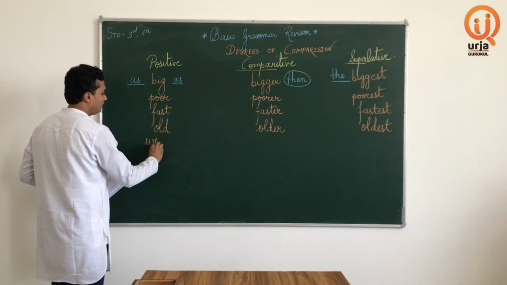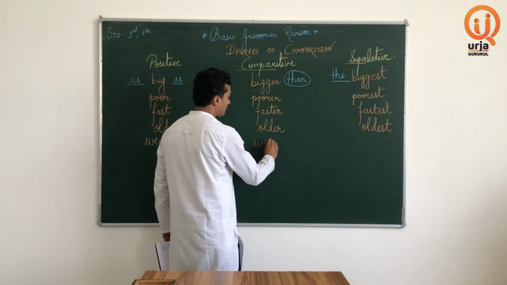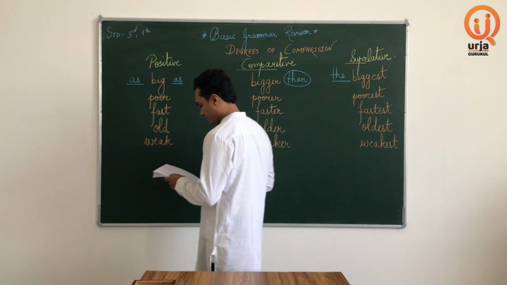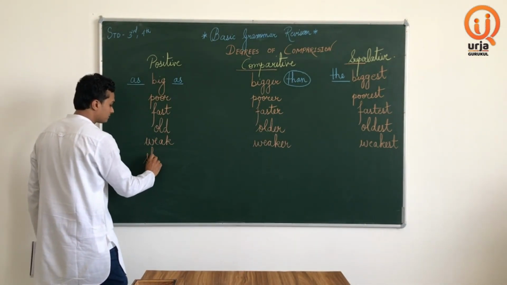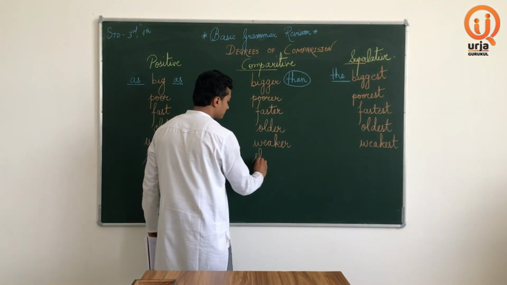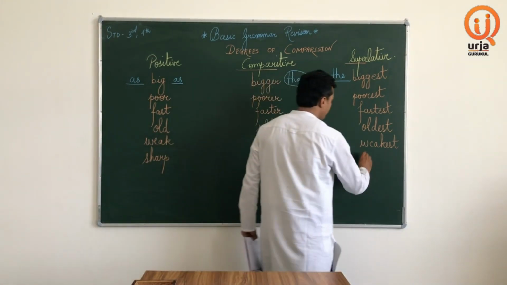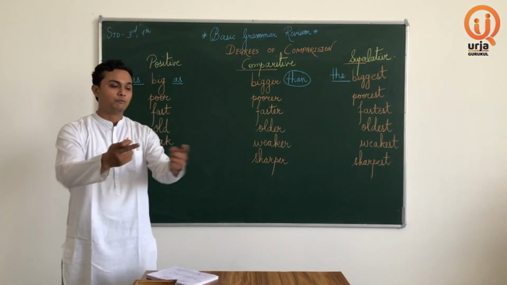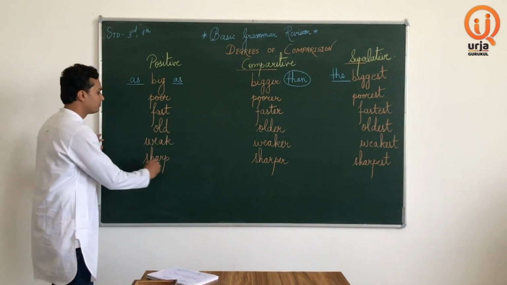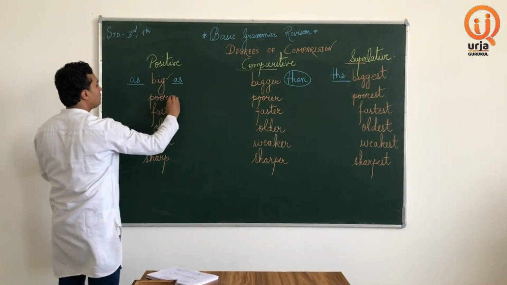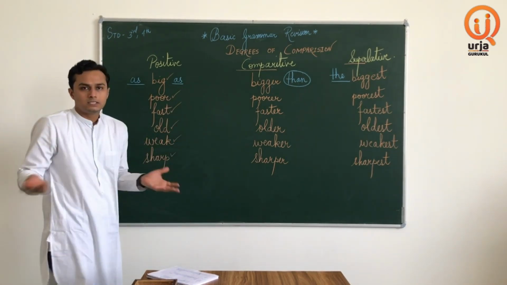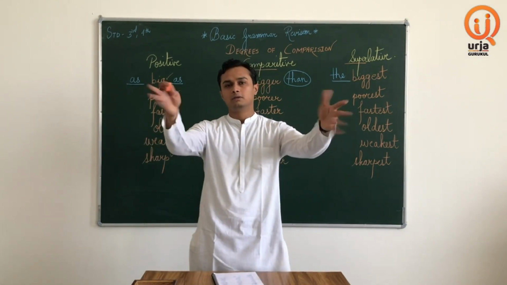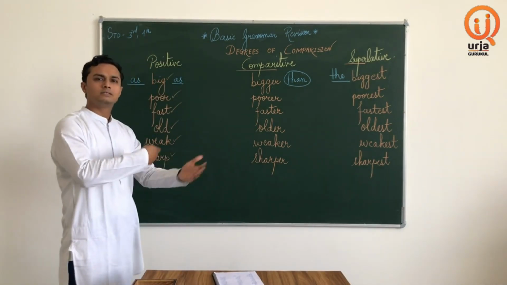Next, weak, weaker, weakest. Sharper, sharpest. Where do we use the word sharp? With blades or knives, we say it's very sharp, so it's a quality. Have you observed one thing, dear students, that all these are adjectives? So in some books you might find degrees of adjectives. No, not really. This is just a difference of name.